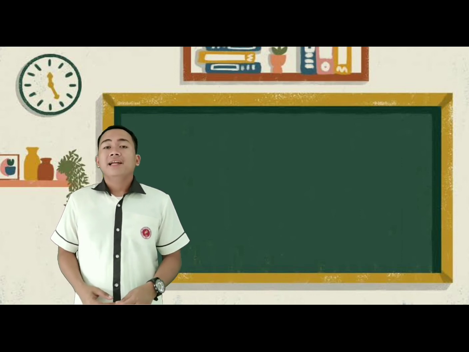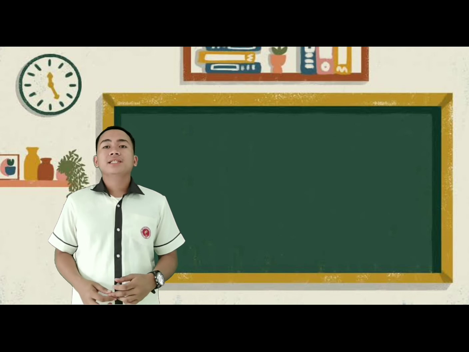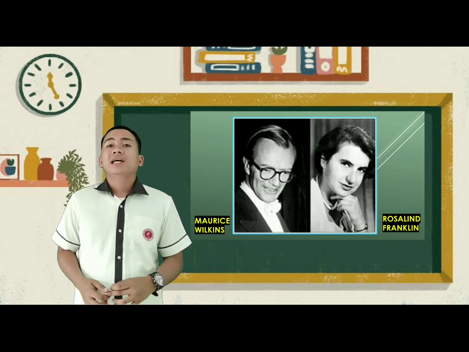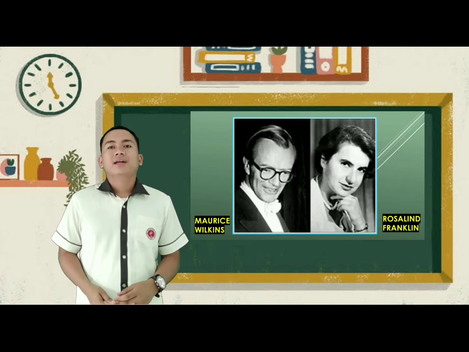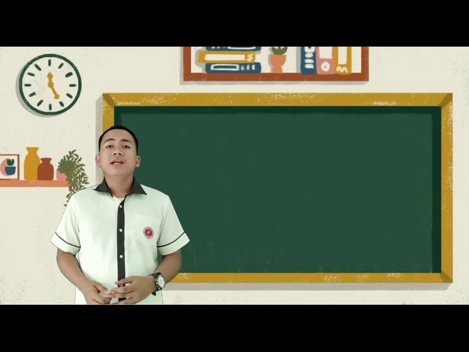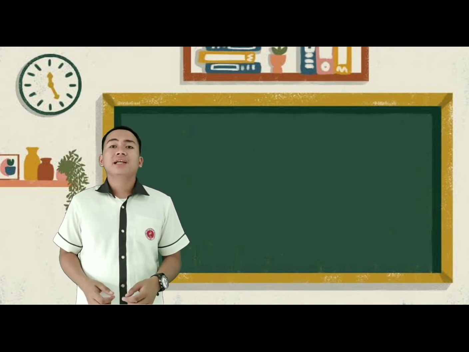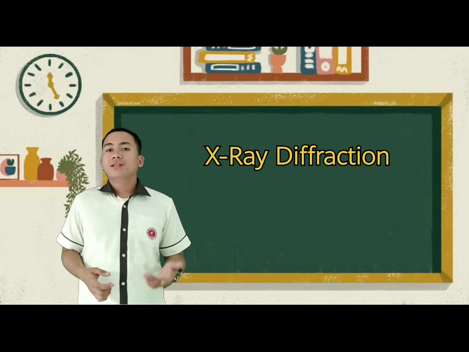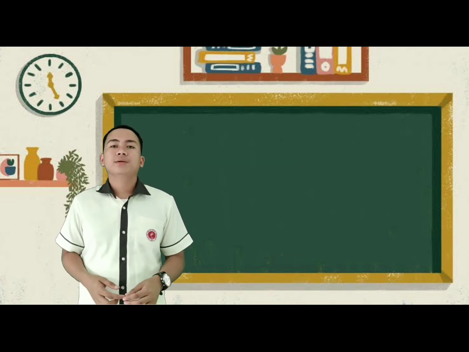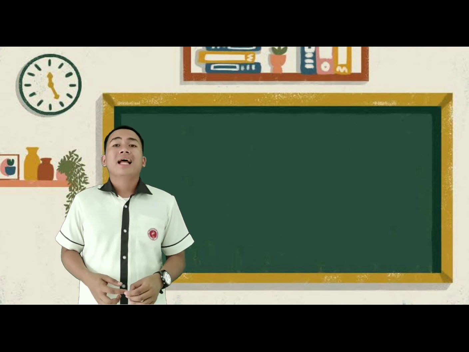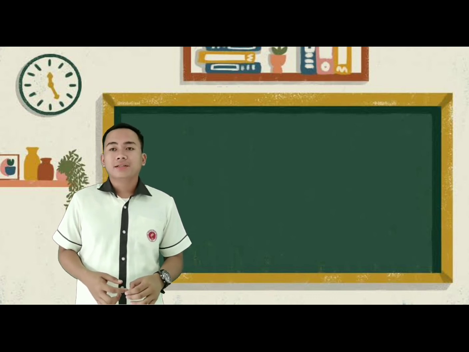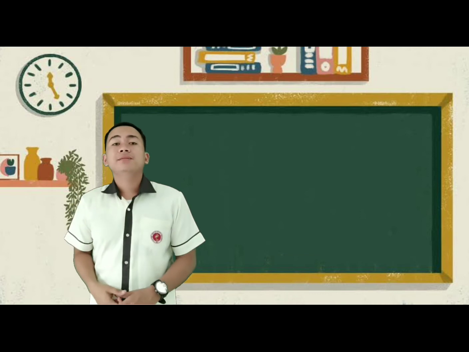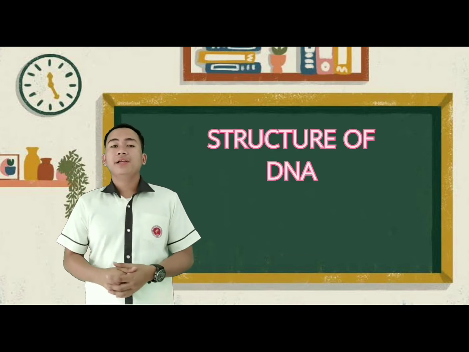Okay, very good. Next is the English physicist Maurice Wilkins and English chemist Rosalind Franklin. They bombarded the DNA with X-rays using a technique called X-ray diffraction. Then, they deduced the overall structure of the molecule from the pattern in which the X-rays were deflected. Now, let's proceed to the structure of the DNA.